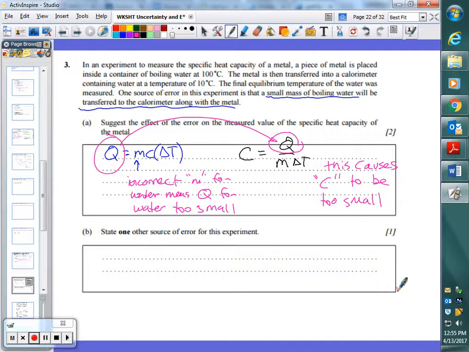And that's just more of a following the math kind of thing, right? If this is too small, that's going to be too small. If that's too small, this is too small, and so on. Good? Okay. What are some other sources of error in this experiment?